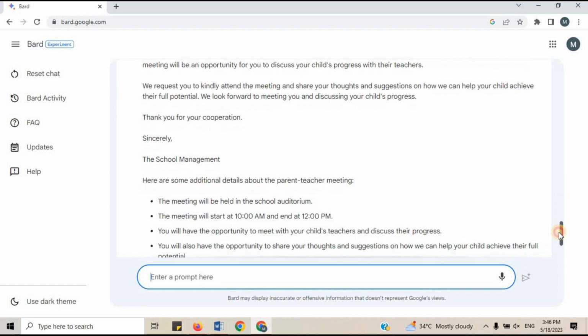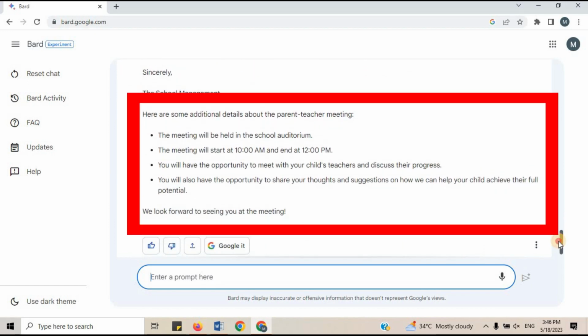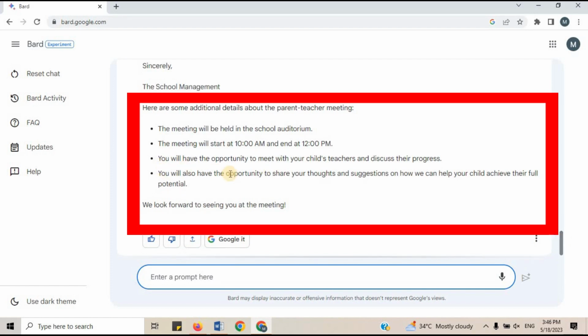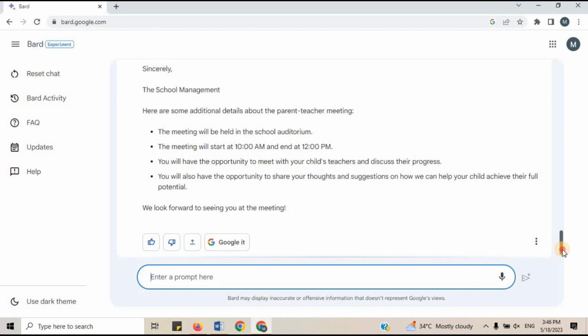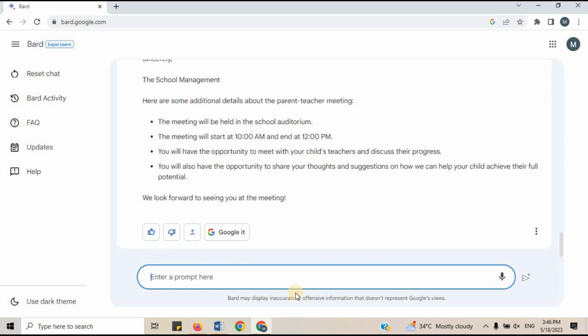Here are some additional details about the parent-teacher meeting. The meeting will be held in the school auditorium. The meeting will start at 10 am and end at 12 pm. You will have the opportunity to meet with your child's teacher and discuss their progress. You will also have the opportunity to share your thoughts and suggestions on how we can help your child achieve their full potential. We look forward to seeing you at the meeting. In this way, you can write notes to parents on any topic.